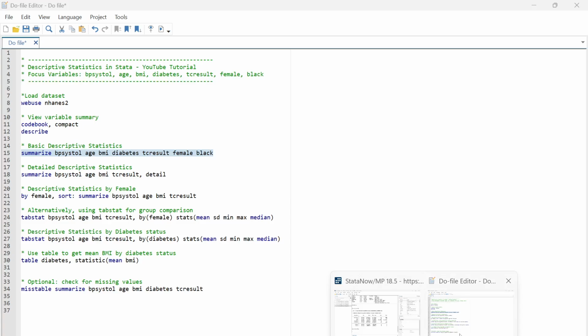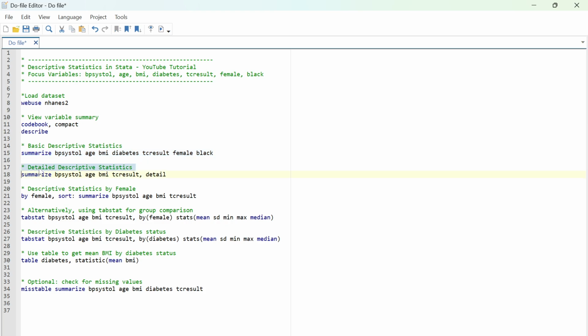And then let's go to use another command, which is gonna give the detailed descriptive statistics. We're gonna use the summarize command, and then we are adding an option called detail. Okay, so this gives you additional stats.